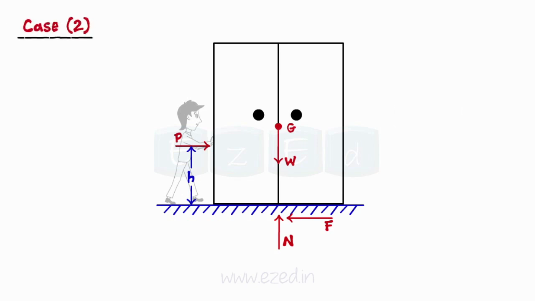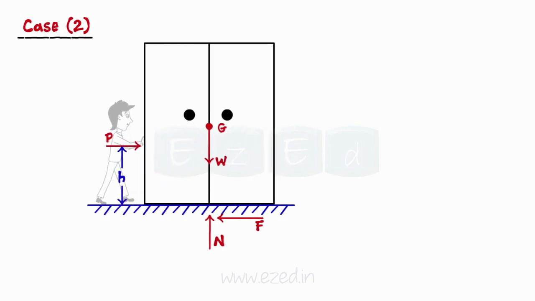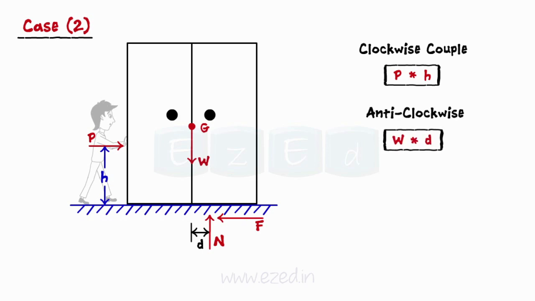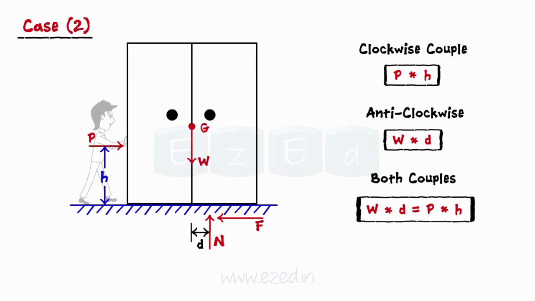Let us now consider the second case. The force P is applied at a smaller height, h. This will form a clockwise couple trying to tip the cupboard. The magnitude of the couple is P into h. In order to maintain a state of equilibrium, the system will try to counter this couple by shifting the normal reaction N, which is equal to weight W, towards the right. This shifting forms an anti-clockwise couple of magnitude W into D to balance the cupboard. For equilibrium to be maintained, both couples should be equal to each other.